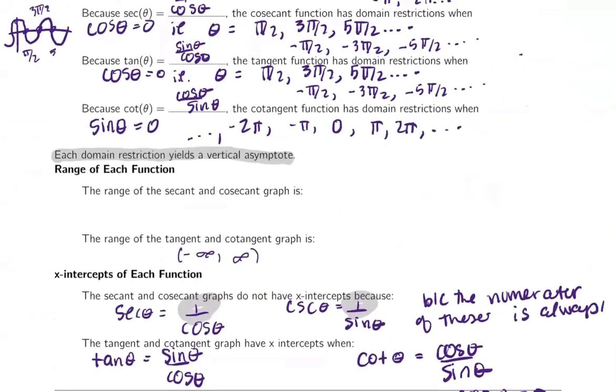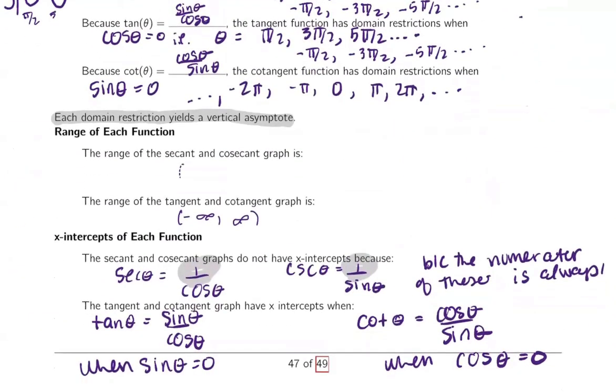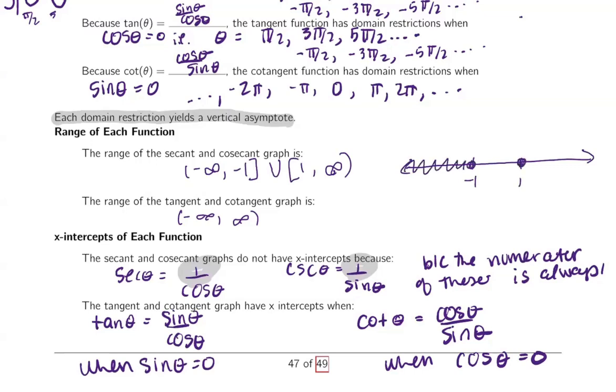So for both secant and cosecant, I would say that my range is negative infinity to -1 inclusive, and then union 1 to infinity. If we saw that on a number line, it might look something like this. We're filling in this area, we're including 1 and -1, and filling in that area.